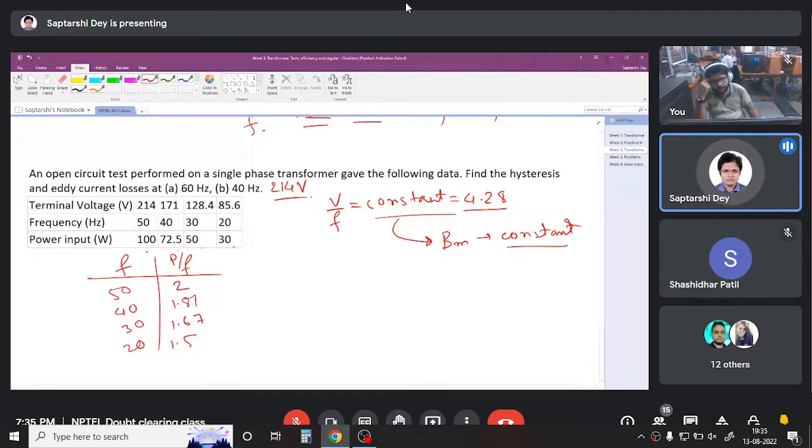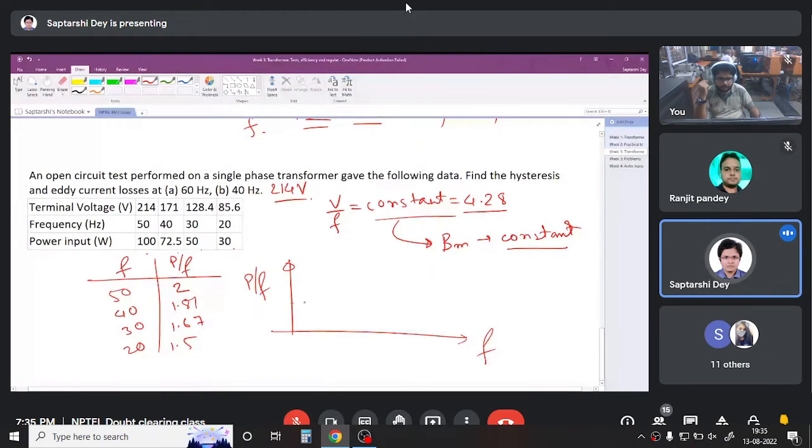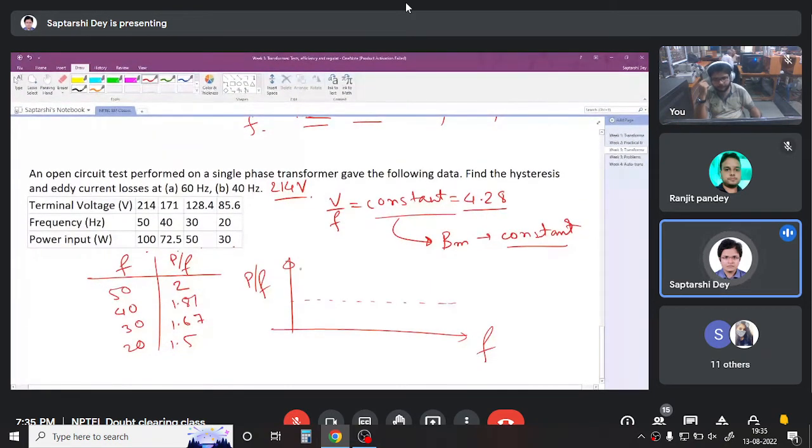Anyone doing this problem? Can you please confirm? Yes, sir. Can you plot this P by F versus F plot, with P by F on the y-axis and F on the x-axis? You need not plot actually. Can you tell me any other way, without even plotting, to find the intercept and the slope from this data?